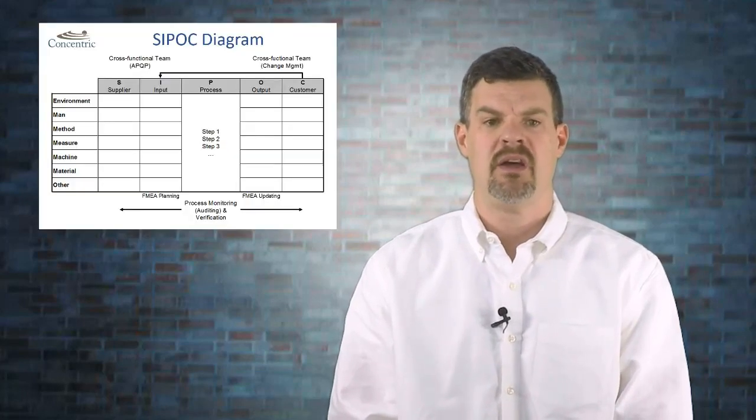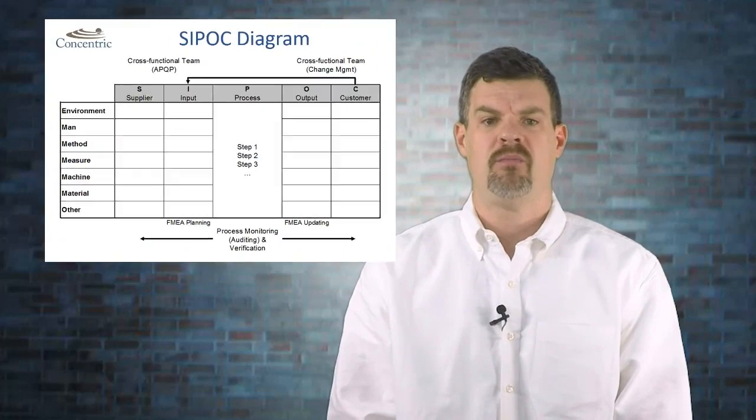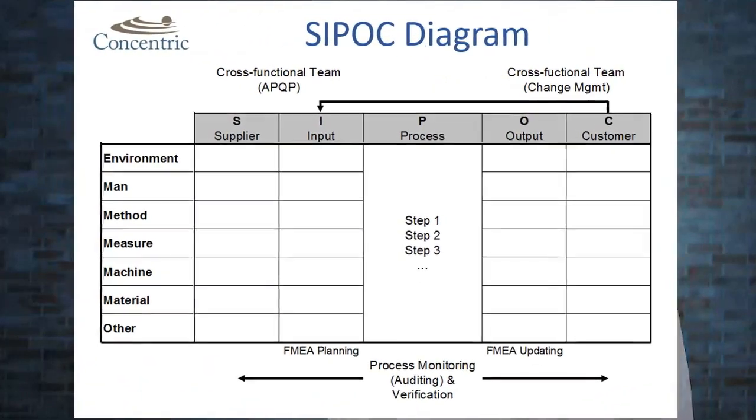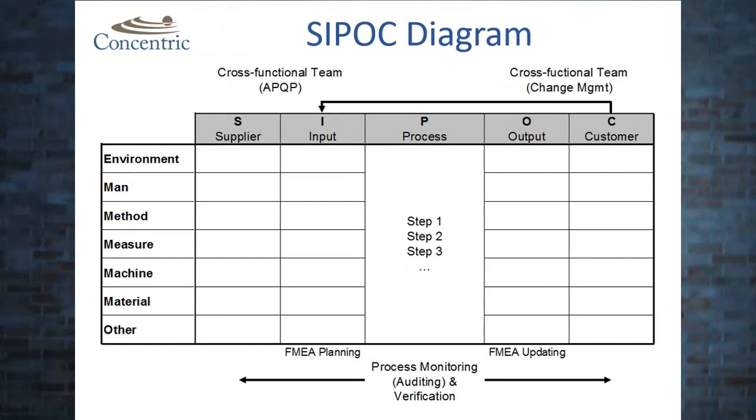or SIPOC diagram. SIPOC is supplier, input, process, output, and customer. So it's expanded a little bit on the left and right side of a turtle. But to me, what a SIPOC diagram lacks is defining resources and how the process is measured.